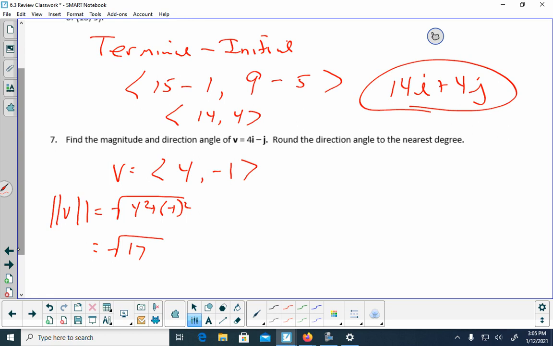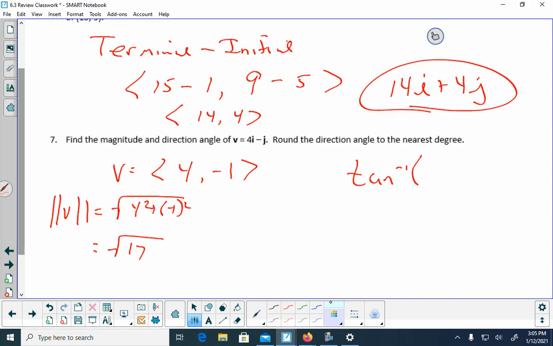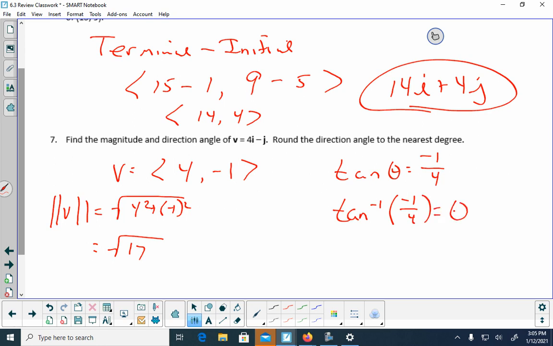When I go to find the directional angle, I'm going to do the inverse tangent. Well, let's start off with this way. The tangent of theta is equal to my b over my a. I'm going to choose to do the inverse tangent when I solve that, negative 1 over 4. You can use that inverse tangent solve if you wish. When I do that, I'm going to end up with theta equaling negative 14 degrees.